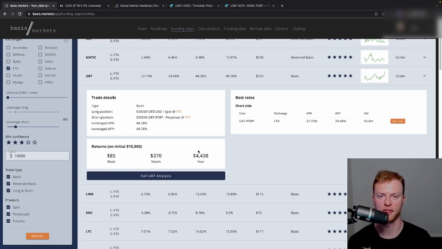So with our initial $10,000, I've funded my FTX account. We're going to go 2x leverage. We're going to go $20,000 in a long position in the spot market, and that'll just give us that delta neutral status for when we go short $20,000 worth of GRT on the perpetual. We get a leveraged APR of 44.38%, and we get a leveraged APY of 49.76%.